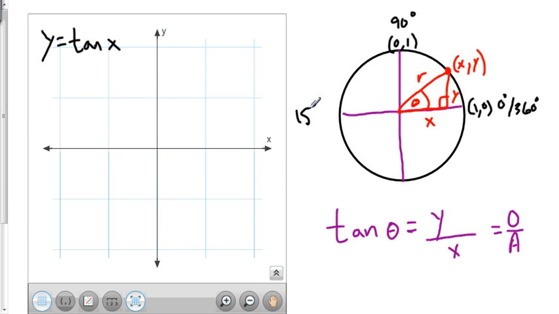Here is 180 degrees. The point is -1, 0, and lastly 270 degrees, which is going to be 0, -1. Again, x is 0, we're dividing by 0, dividing by x, undefined, that's where our vertical asymptote is going to be. All right, let's plot some points now.